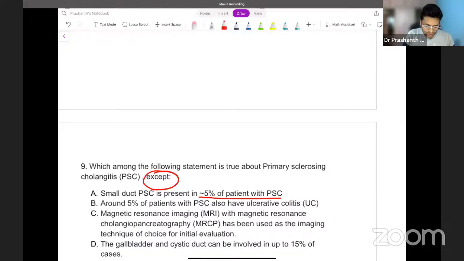Next option is, around 5% of patients with PSC have ulcerative colitis. Remember, this is very important. PSC, if present, almost 50 to 80% of patients have the chance of harboring IBD. Whereas the other way around, if a patient has IBD, then the chances of him having PSC is 2 to 5%, we can consider it as 5%. So this option has to be read carefully, and now we know that it's wrong.